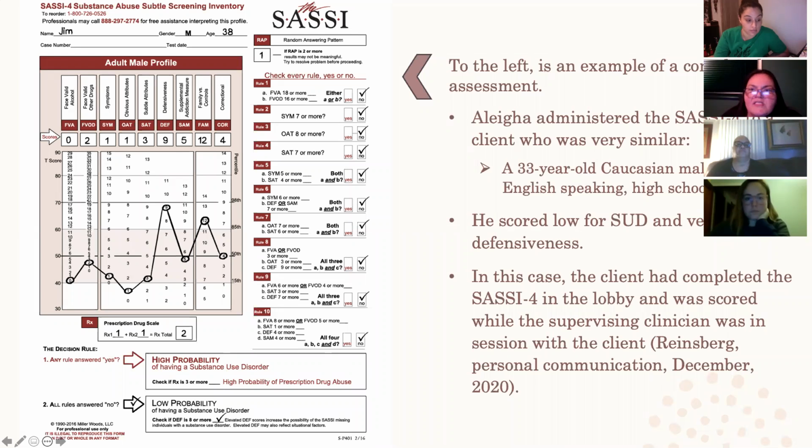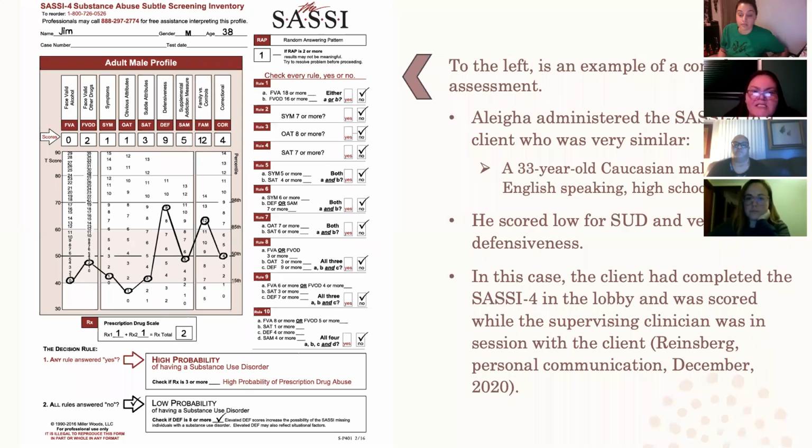To the left is an example of a completed assessment. Aaliyah administered the SASSI-4 to a client who was very similar demographically: a 33-year-old Caucasian male who is an English-speaking high school graduate.